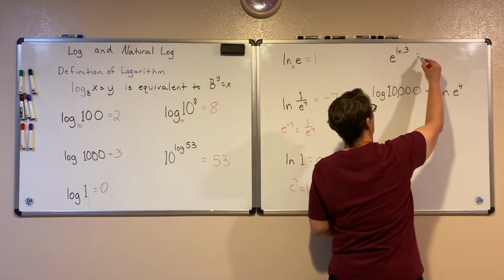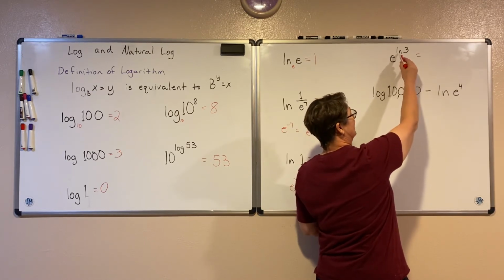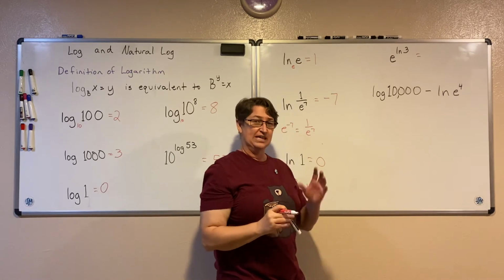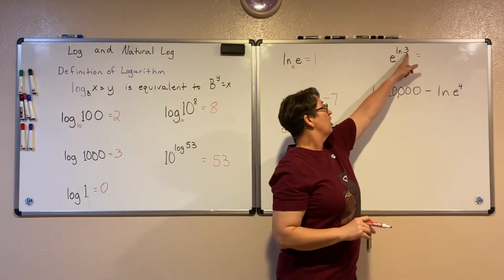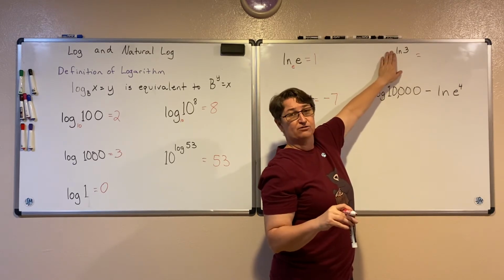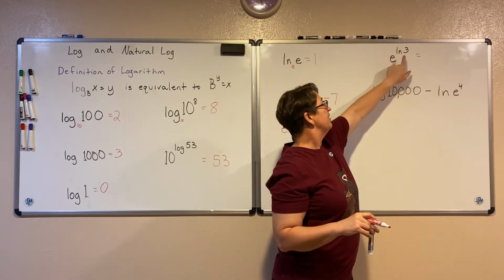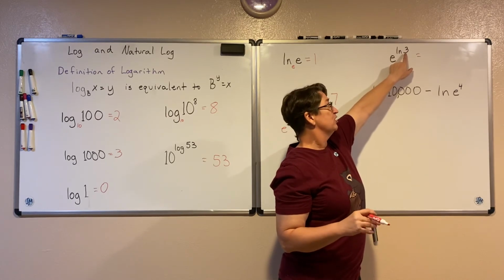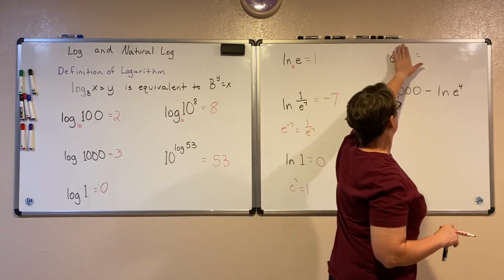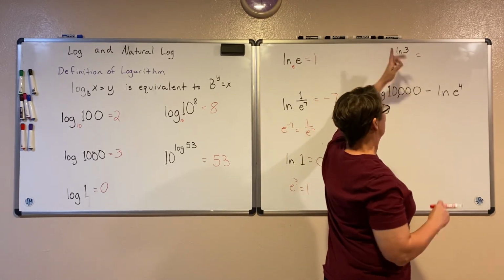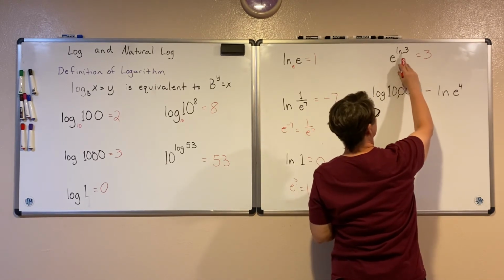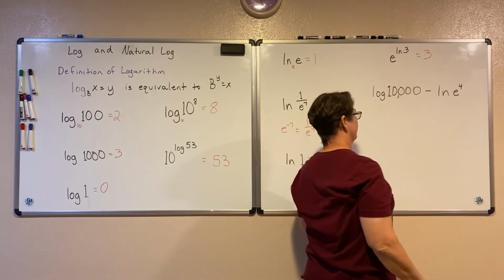Here, I have e raised to the natural log of 3. This natural log of 3 is a little over 1, because e raised to 1.1-ish would give me 3. Well, e to the 1.1-ish is going to give me back that 3. When their bases are the same, their arguments are the same.